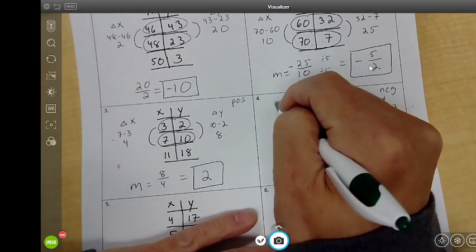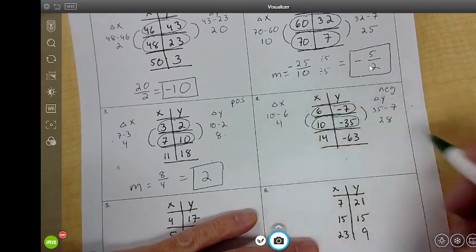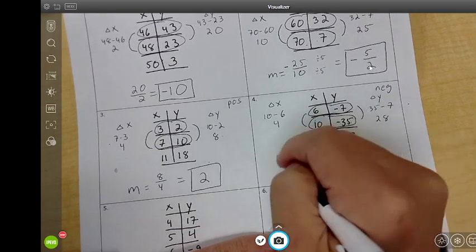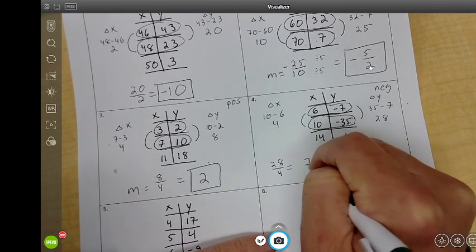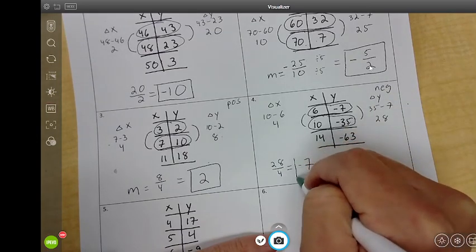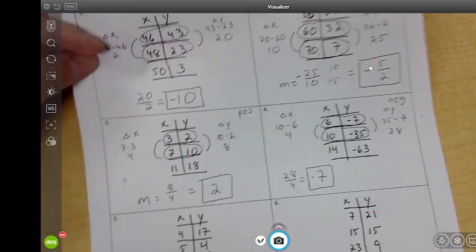And for my change in x, I'm going to do 10 minus 6. 10 minus 6 is 4. So 28 divided by 4, that's going to be 7. And then I determined at the beginning it's going to be a negative, so my slope is -7. All right, let's do another one.